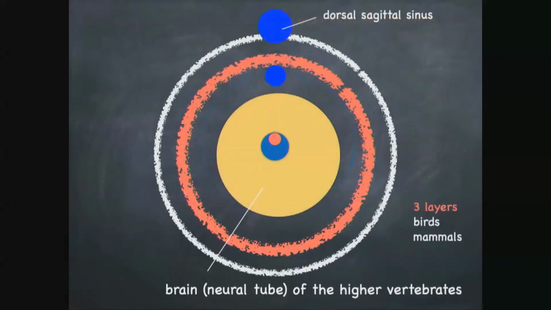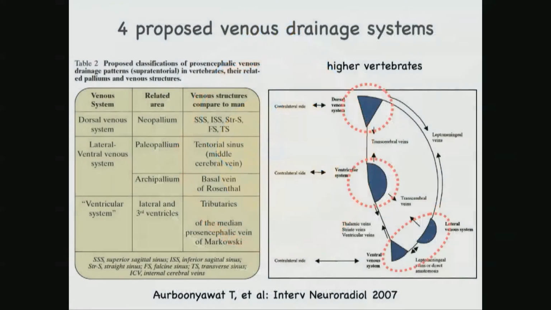This is also an illustration of humans, birds, and mammals. There are triple leptomeningeal structures, and from the ventricles, drainage goes to the great vein of Galen, and then to the superior sagittal sinus. And the cortical parenchymal structures also drain to the dorsal sagittal sinus. So Pierre Lasjaunias's group proposed a venous drainage system of dorsal, lateral, and ventral or ventricular. And the dorsal ventricular venous system is related to the neopallium.